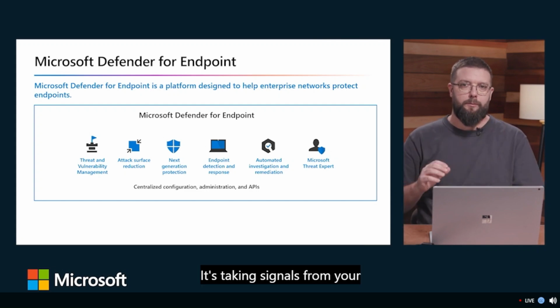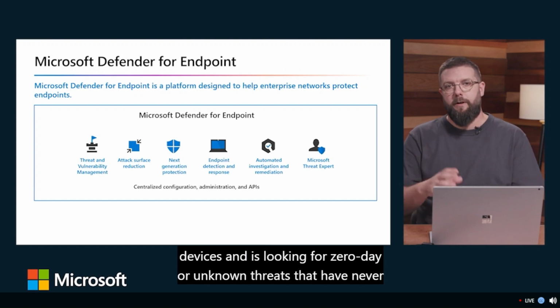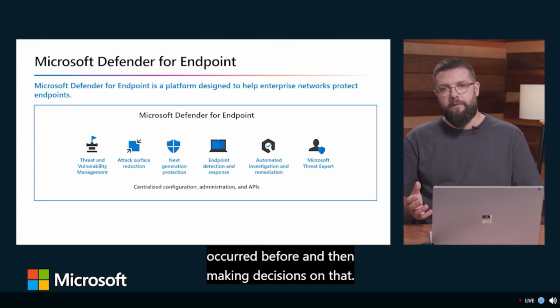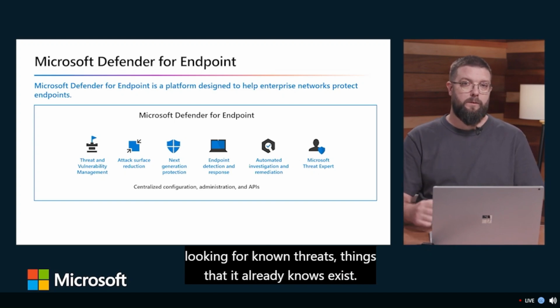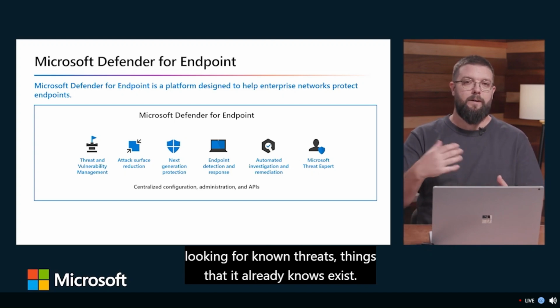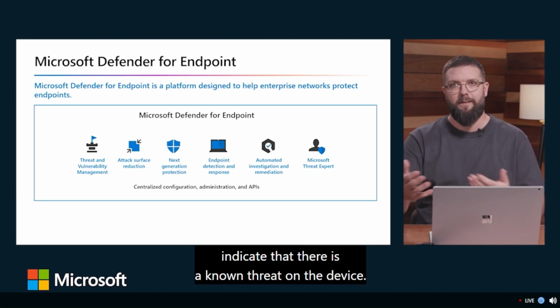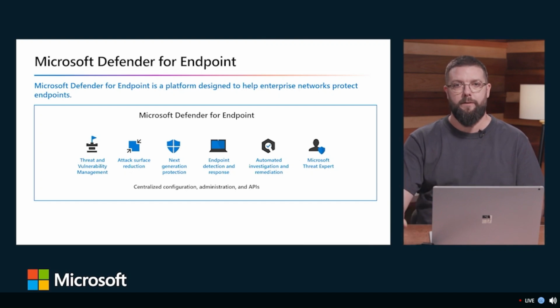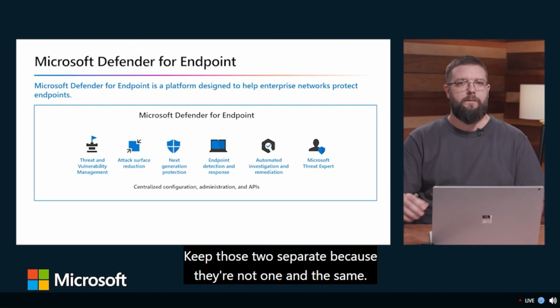It's taking signals from your devices and is looking for zero-day or unknown threats that have never occurred before, and then making decisions on that. Your antivirus, so the next generation protection, is looking for known threats, things that it already knows exist, and is looking for signals that indicate that there is a known threat on the device. So keep those two separate because they're not one and the same.